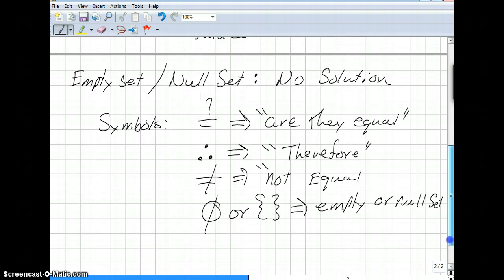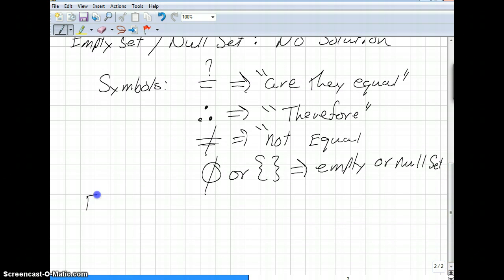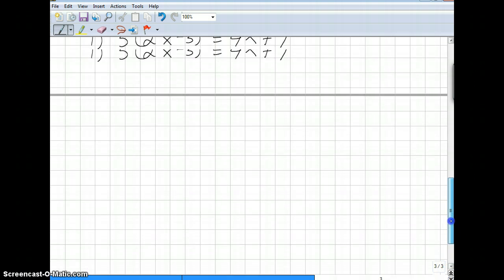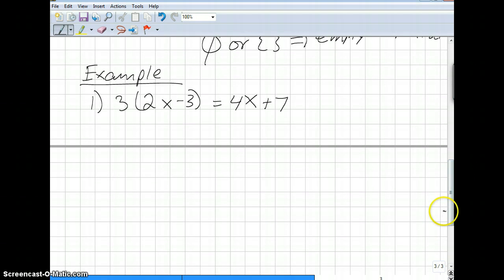All right. Now what we want to do today is just solve simple equations. So for instance, solve 3 times 2x minus 3 equals 4x plus 7. Now when we're solving equations, our goal is to get the variable on one side and everything else on the other side. So that's what we're working towards.